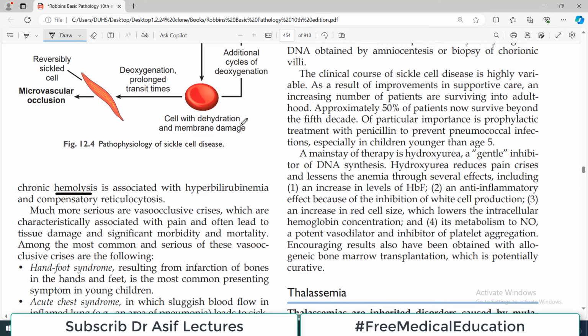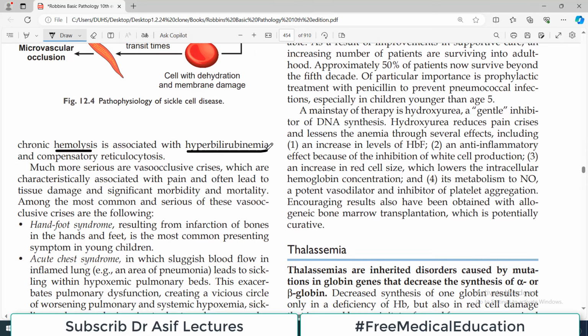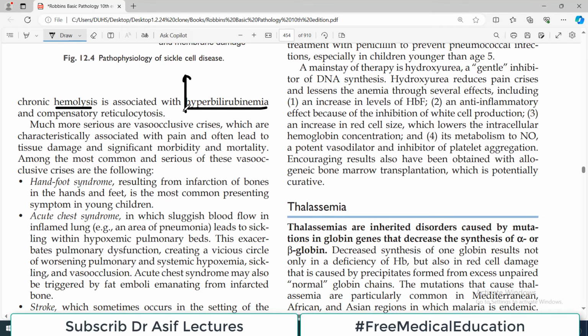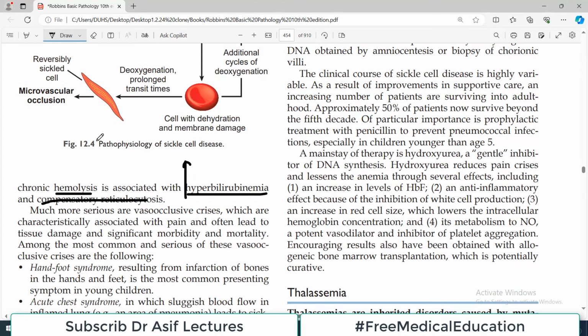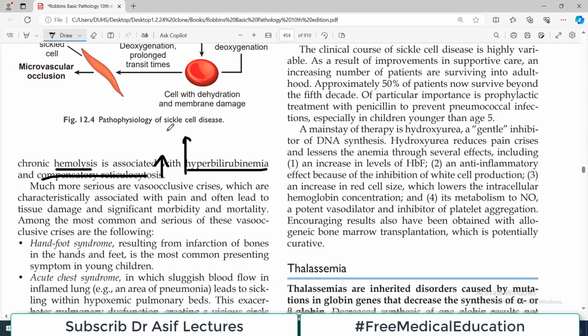The chronic hemolysis is associated obviously with hyperbilirubinemia, because there is more and more destruction of the red blood cell, more and more hemoglobin coming out, and more bilirubin being formed. So this hyperbilirubinemia and jaundice is understandable. And compensatory reticulocytosis, obviously when you are rupturing your red blood cells, your body thinks that anemia has happened, so your bone marrow reacts more and more, and the bone marrow produces more and more reticulocytes. So you have compensatory reticulocytosis.